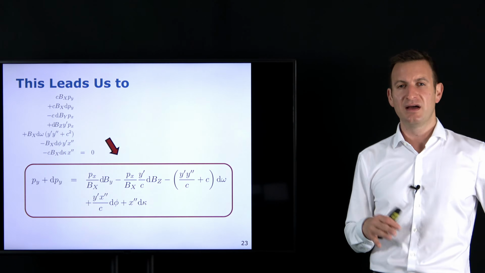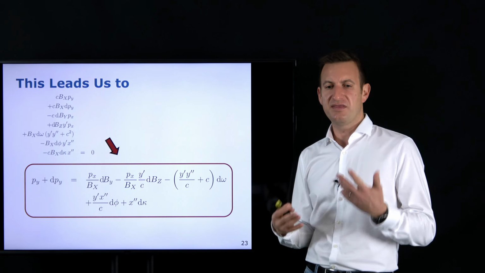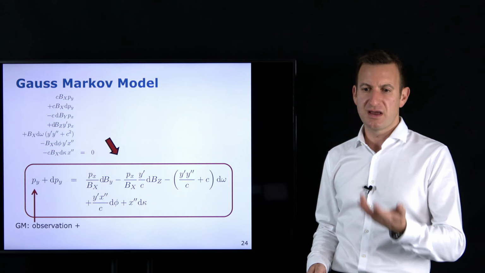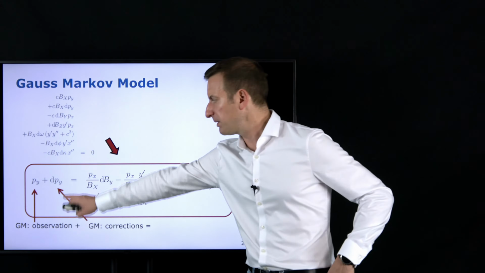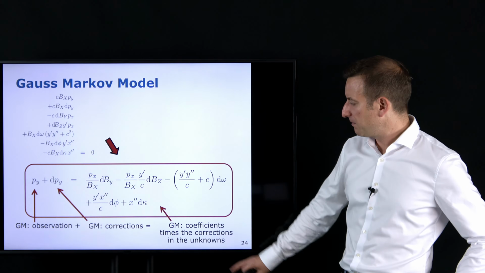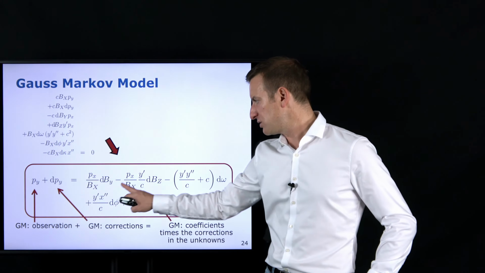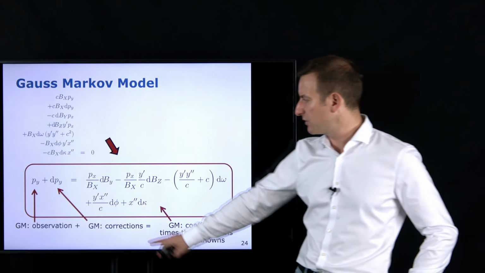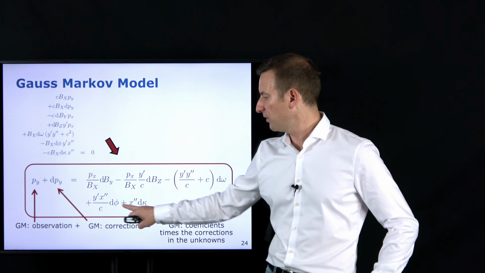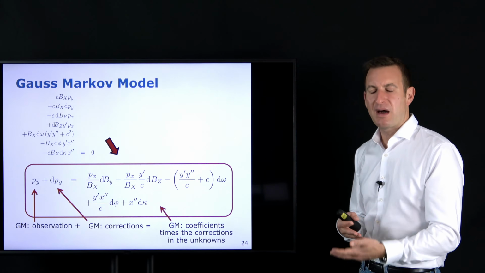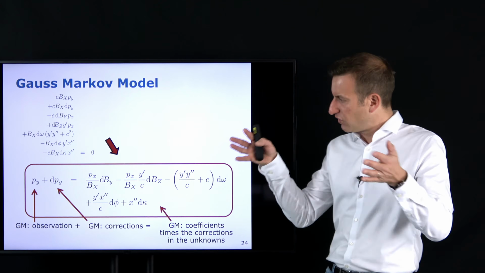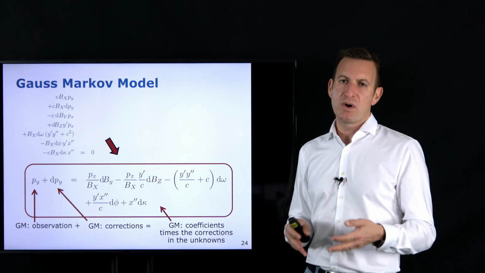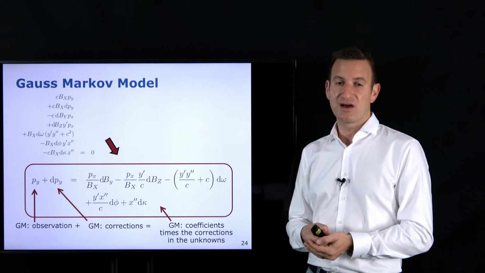Okay, and the equation that I have now ended up with is in the end the equation in my Gauss-Markov model. Why? This is my observation. I have the observation plus the corrections applied to it, and that equals the coefficients multiplied with the corrections in my unknown parameters, which is this one, this one, this one, this one, and this one. So I've come up with an equation that, just starting from the total differential and then doing some manipulations, ends up as my linearized equation for my Gauss-Markov model.